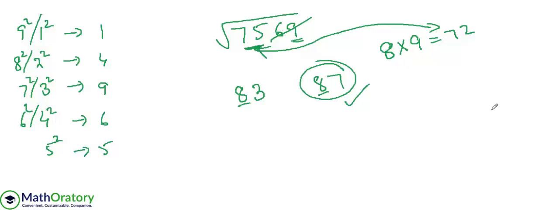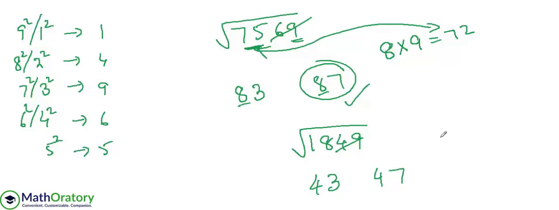Let us try with some other example. Let's say 1849, a simple one. So 1849. Again, the last digit is 9, so the possibilities are 3 and 7, right? So you take off the last two digits. Now 18, the square below this would be 4 square, so 43 and 47. So once you get this, what we have is 4 into 5, so that is 20. Now this 18 is not greater than or equal to 20, right? This is less than 20. So once it is less than 20, we have to take the lower possibility, so that would be 43.